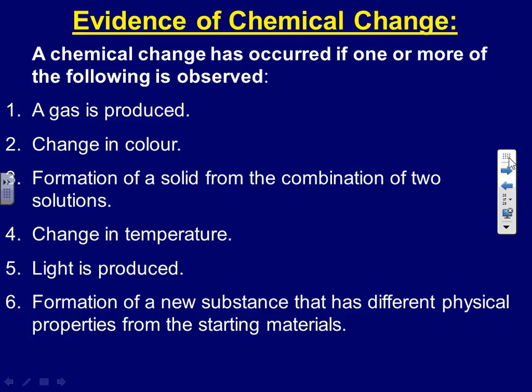So, how do we know whether a chemical change has taken place? Well, there's evidence that tends to always be around when a chemical change happens. So we're going to have one or more of these observations present itself when a chemical change takes place. Number one, a gas can be produced. It doesn't have to be, but it can be.